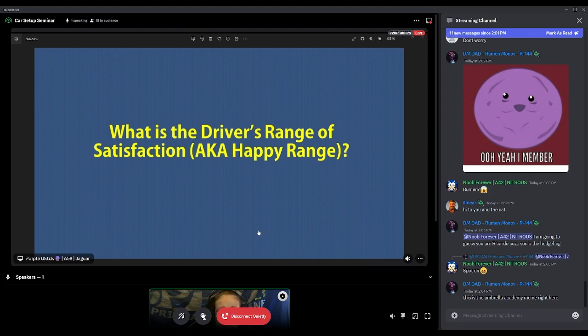So what happens with this satisfaction range or happy range with the driver? Well, this range is highly dependent mainly on two driver skills. That is the experience of the driver and the technical insight. So if you have a rookie driver, which is the case with most of you, you're going to find out that this range is huge. Why? Because their technical insight and their experience is very, very low.